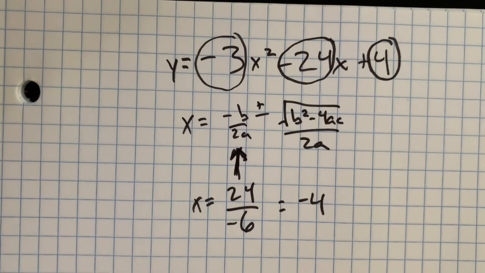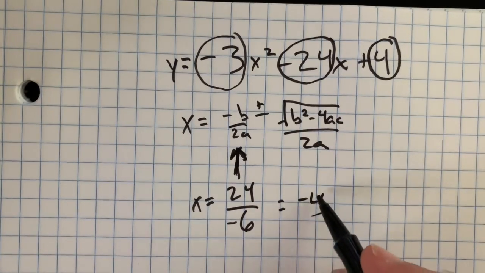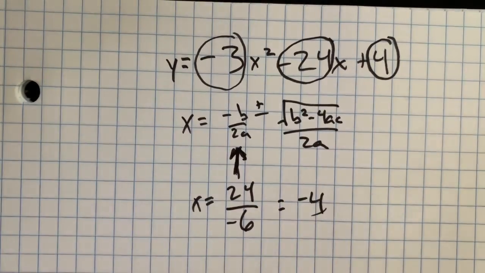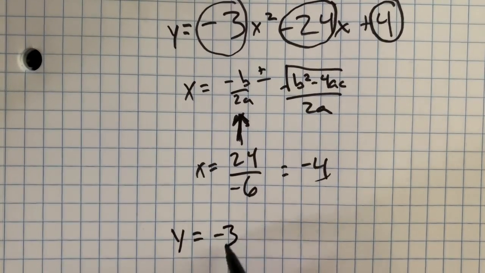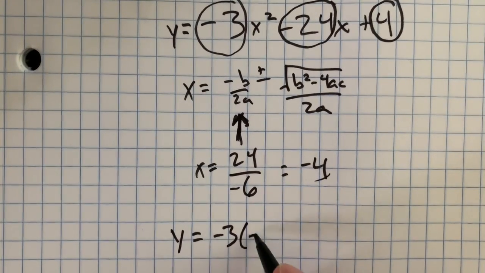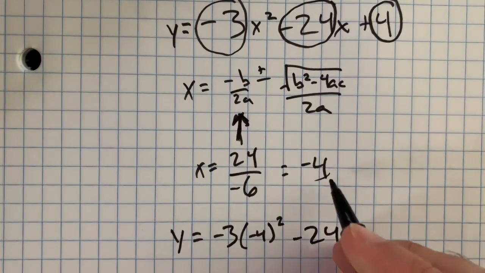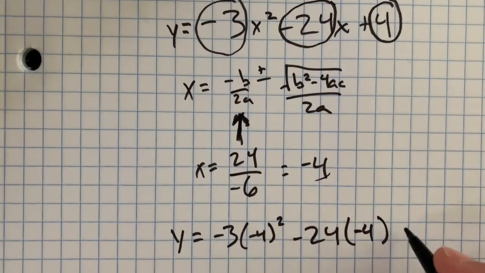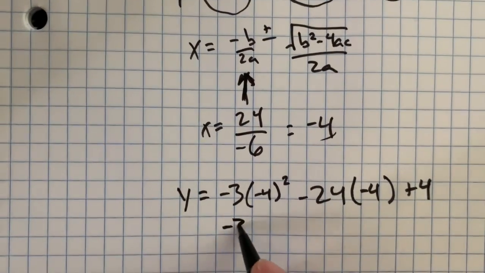How am I going to find the y-coordinate of my vertex? Think about it. That's right. I'm just going to substitute negative 4 where I see x in the original equation. So I'm going to rewrite my original equation as y equals negative 3, instead of x squared, I'm going to write negative 4 squared, minus 24 times negative 4, plus 4.